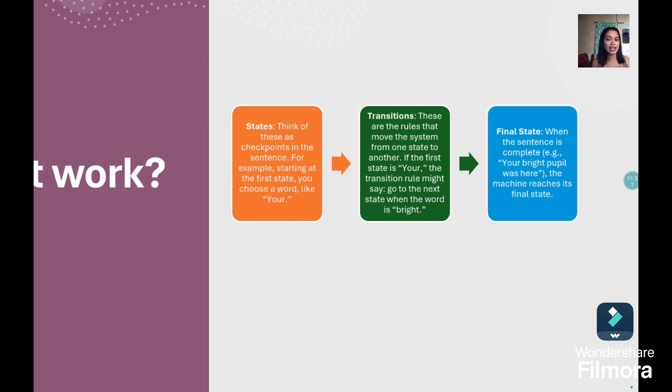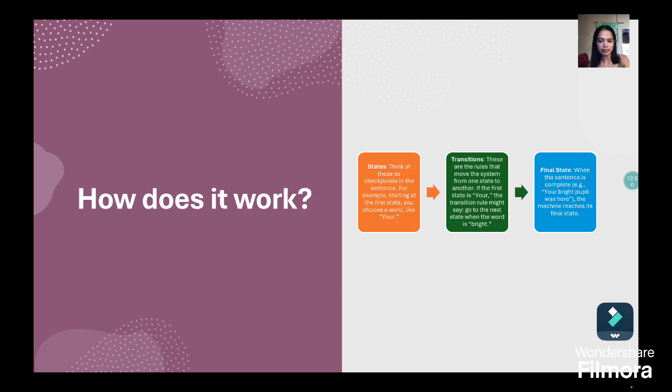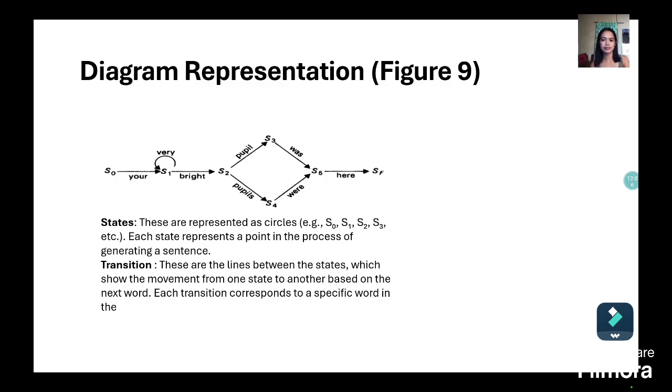Then the final state: when the sentence is complete, for example, your bright pupil was here, the machine reaches its final state. Again, how does finite state grammar work? First is the states, second is the transition, and the final state. If we were able to complete the sentence, that is the final state. That's how finite state grammar works.